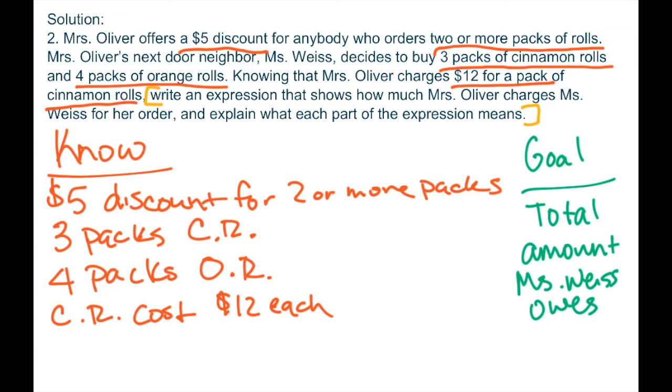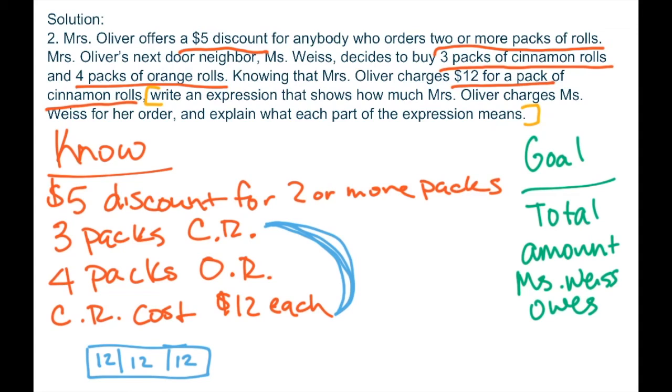So there's a little bit more going on in this problem, but we can break it down piece by piece and see what parts are related. So I see that I've got 3 packs of cinnamon rolls, and I know that the cinnamon rolls cost $12 each. So if I think back to what we were doing earlier, 3 cinnamon rolls at $12 each will give me $36 in cinnamon rolls.